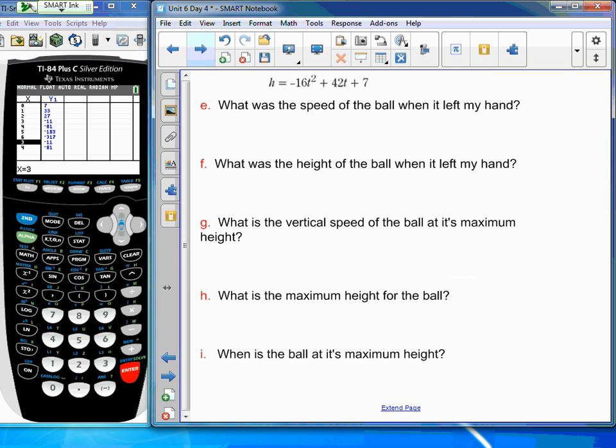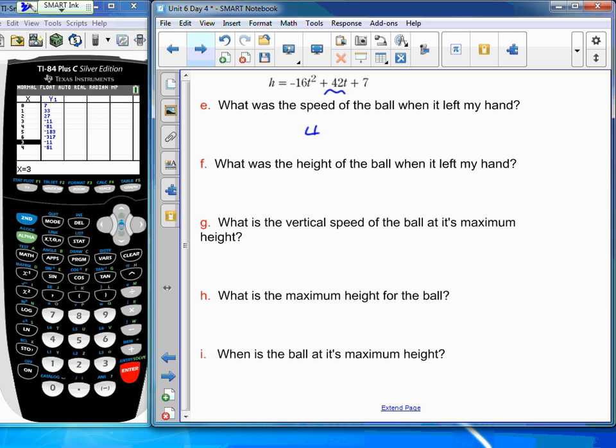Let's go ahead and take a look at some other questions. What was the speed of the ball when it left my hand? I can answer that without doing any calculations. In fact, all I need to do is identify the initial vertical velocity. That's the coefficient on the linear term. And so it turns out that I can determine the vertical speed of the ball when I left my hand, simply by looking at my equation.